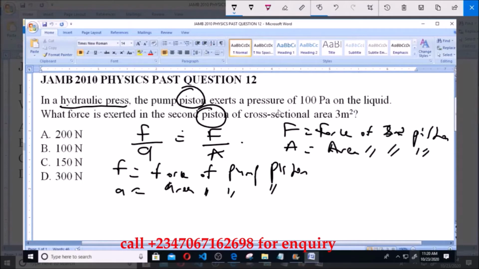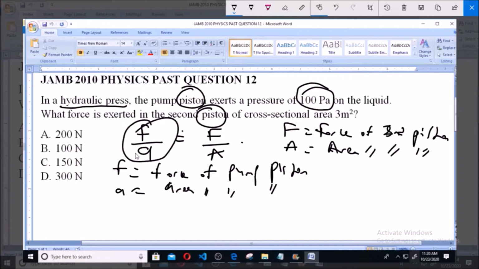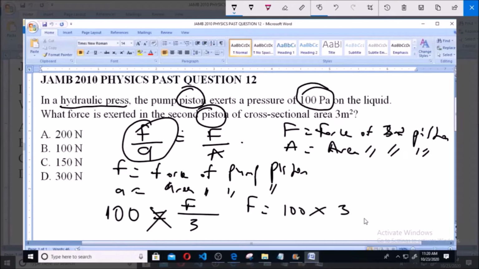Now, from the question given to us, the pressure exerted by the pump piston has been given to us. So this force over area is pressure. So that is 100 Pascal is equal to force over area. Okay, so the area is given to us as 3 meters square, and we are to find the force F. So F over 3. Now, if you cross multiply, F is equal to 100 times 3, and that is equal to 300 Newton. 300 Newton is option D. So option D is the correct answer to this question.